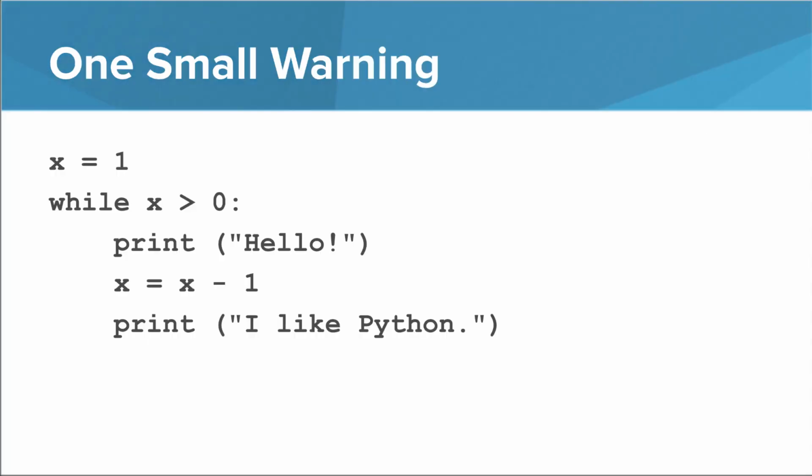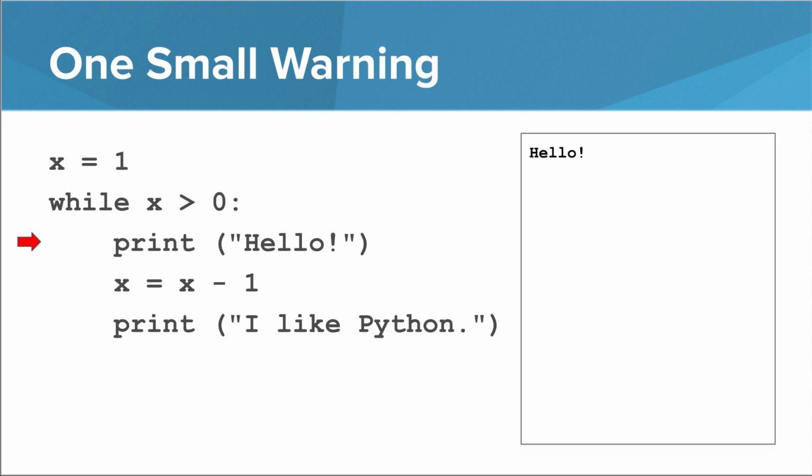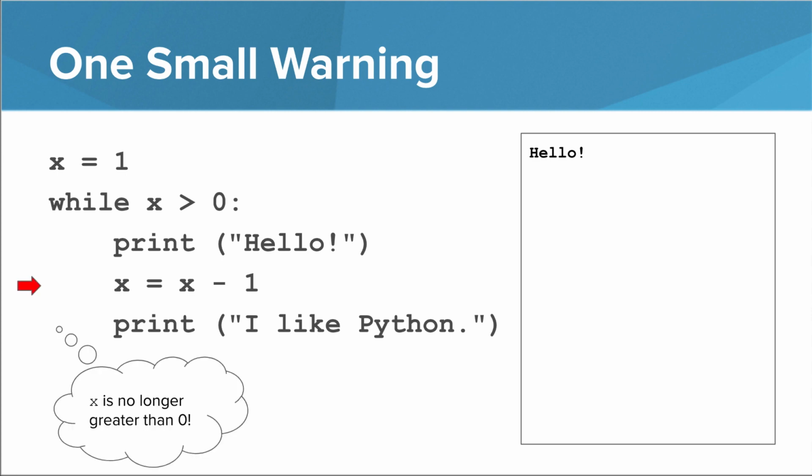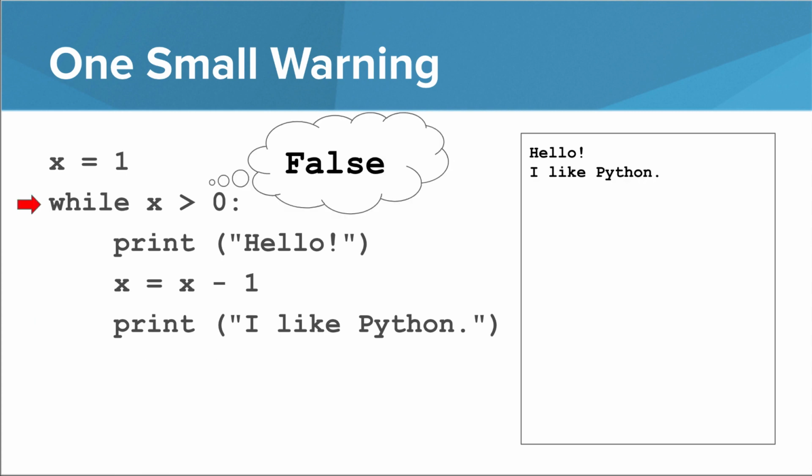Alright, one quick note. Even if the condition becomes false in the middle of the loop, it doesn't get checked again until the body of the loop is finished. In this program, the first print runs, then x becomes 0, which will eventually mean the condition of the while loop will be false. However, since this isn't checked until the interpreter returns to the top of the loop, the second print runs as well. Then the interpreter returns to the top, and since the condition is false, the loop is over.